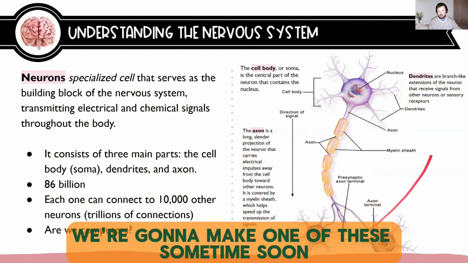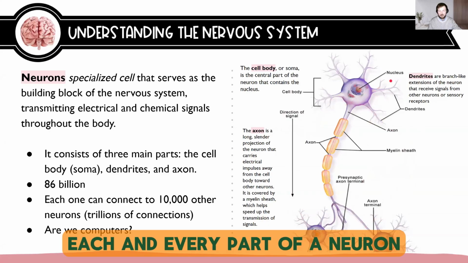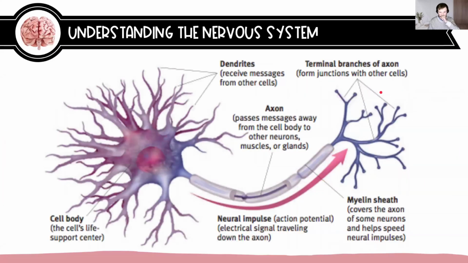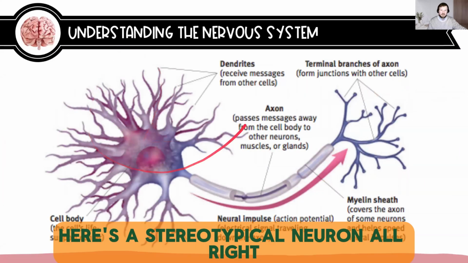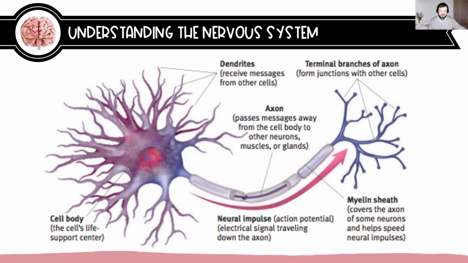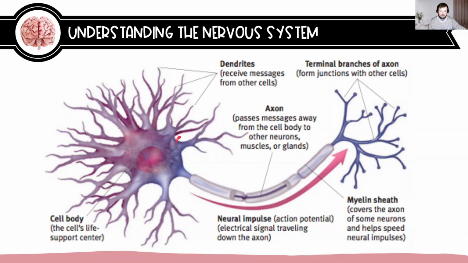We're going to make one of these sometime soon. You're going to need to know each and every part of a neuron. So let's look at it. Here's a stereotypical neuron. All right. It's a cell. It's just one cell. Here's the cell body, also called a soma, but we'll just ignore that. We'll call it a cell body or soma.